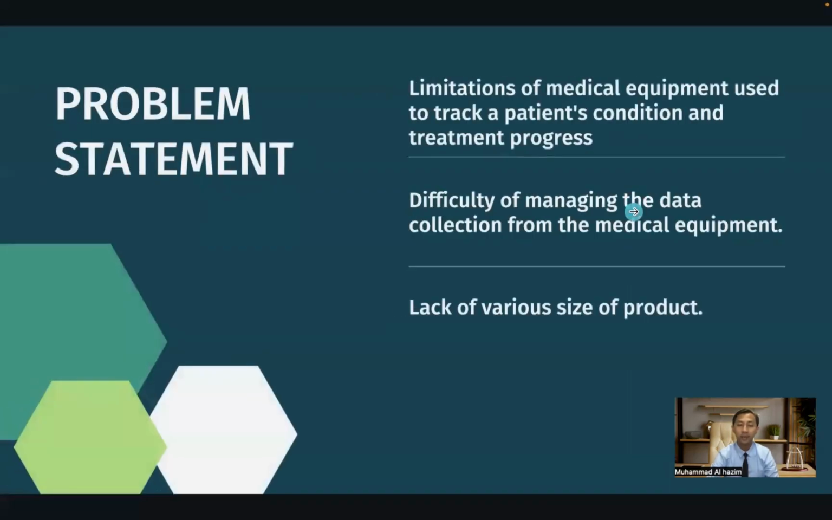So this is the problem statement that I gained. The first one is the limitation of medical equipment used to track a patient's condition and treatment progress. Other than that, the difficulty of managing data collection from the medical equipment. And lastly, the lack of various sizes of product. This problem statement is focused on the medical sector, so I think it is suitable for me because my project is also about the medical field.